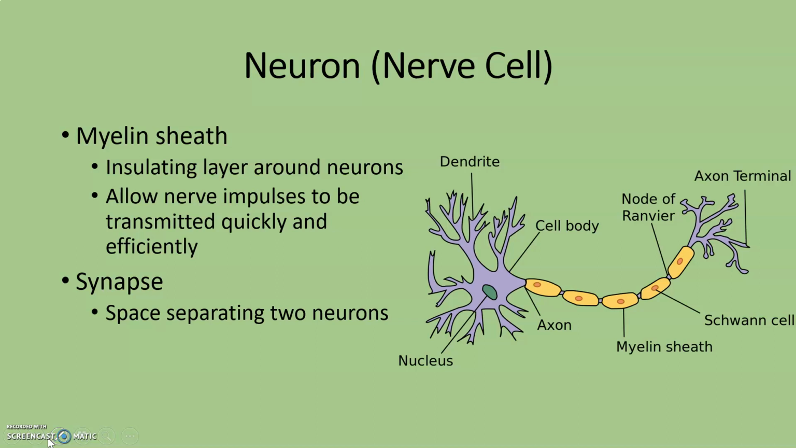Now, once the impulse reaches the end of the neuron, which is called the axon terminal, that impulse is going to be transferred to another nerve cell. And that happens at a space that's called the synapse. The synapse is the space between two neurons. And this is where communication occurs between two neurons.